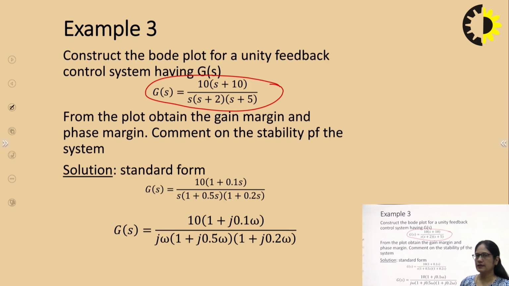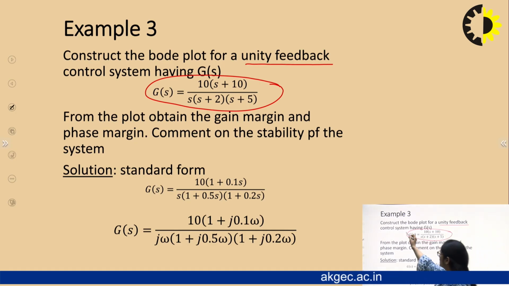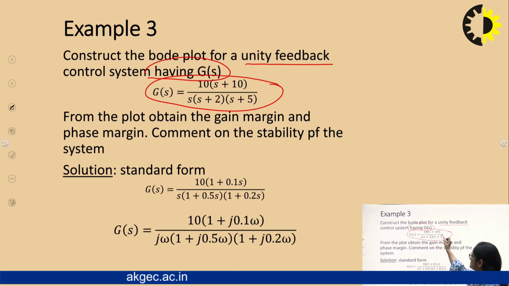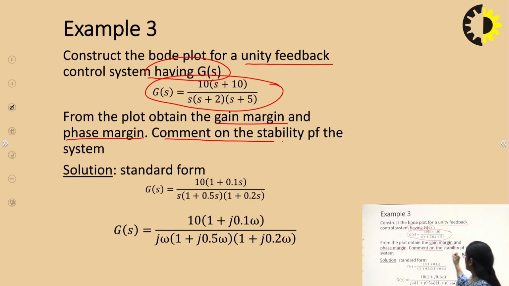So, what does this example read? This example reads that we need to construct a Bode plot for a unity feedback system having G(s) equal to 10 into (s plus 10) divided by s into (s plus 2) into (s plus 5). From the plot, obtain the gain margin and phase margin. Also, comment on the stability of the system.